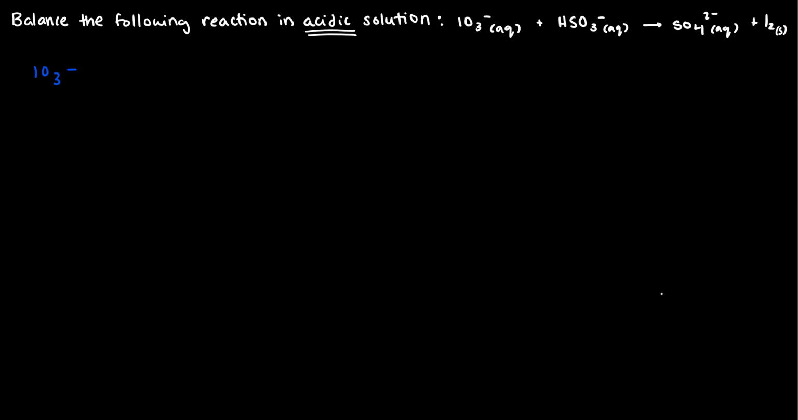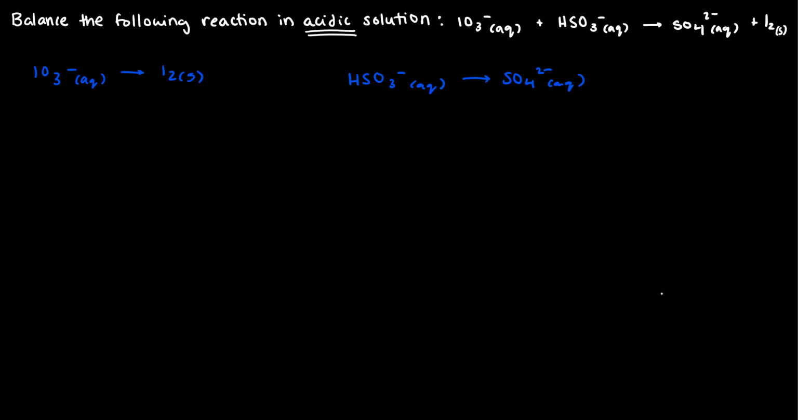We have the iodate becoming iodine, and we have the hydrogen sulfite becoming sulfate, SO4 2 minus. Sorry, my bad, this is a solid.